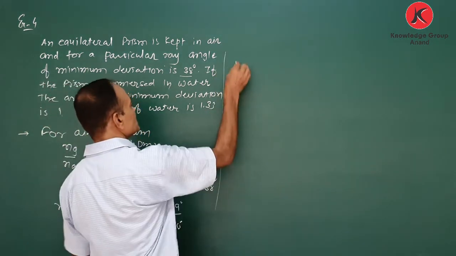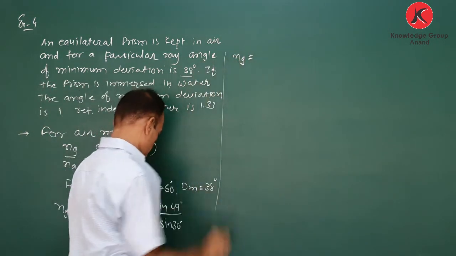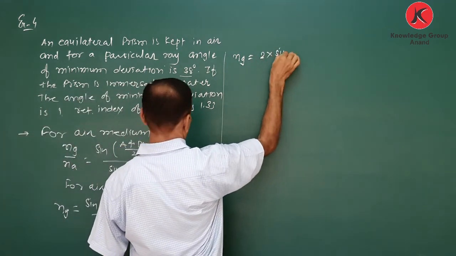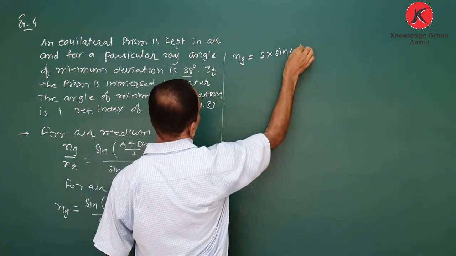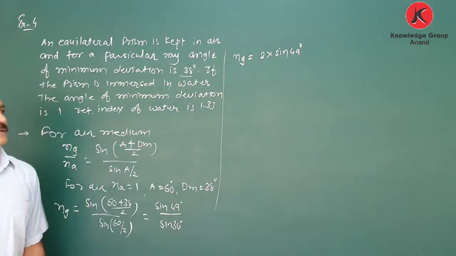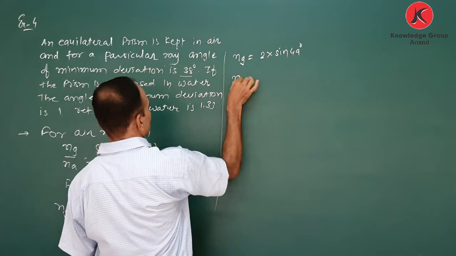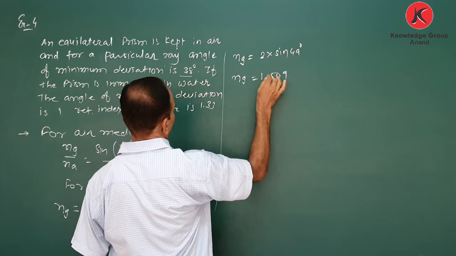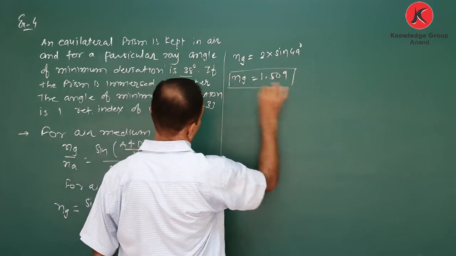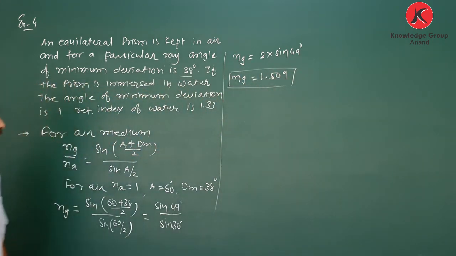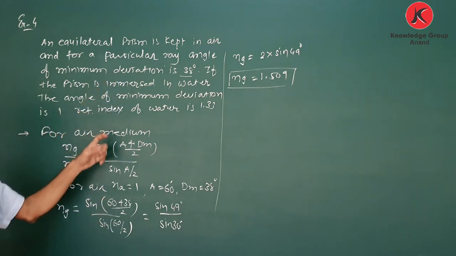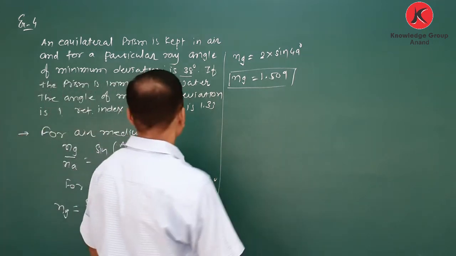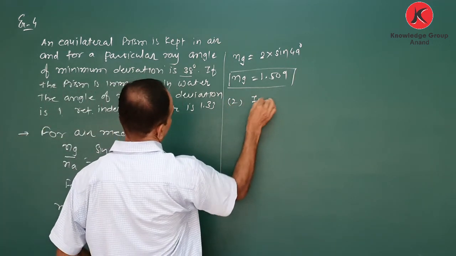Therefore, Ng is equal to 2 into sin 49. Therefore, the refractive index of the glass material is 1.509. So when the prism is in air medium, at that time we find out the refractive index of the material of the prism.